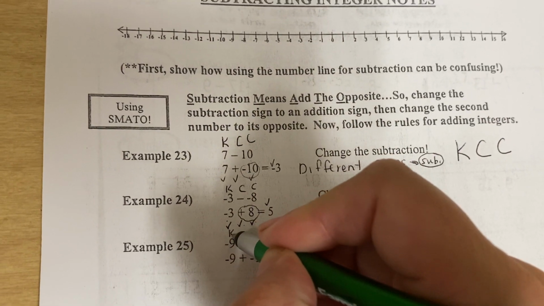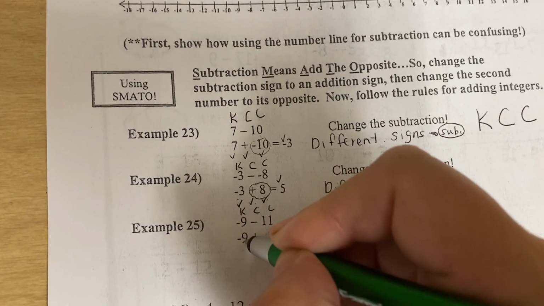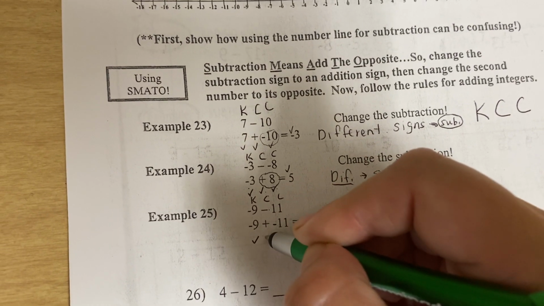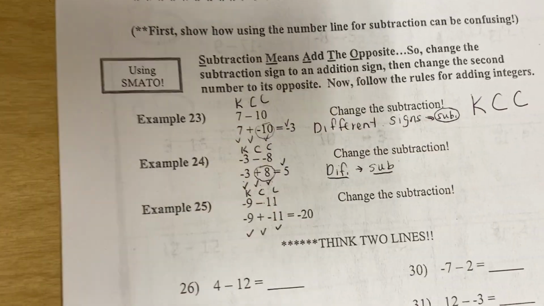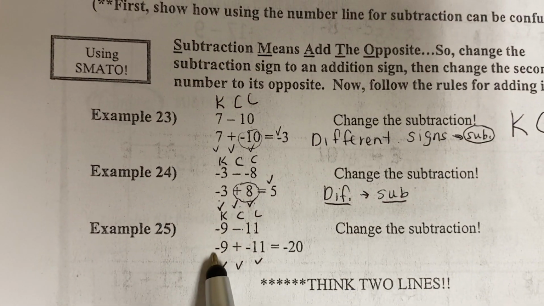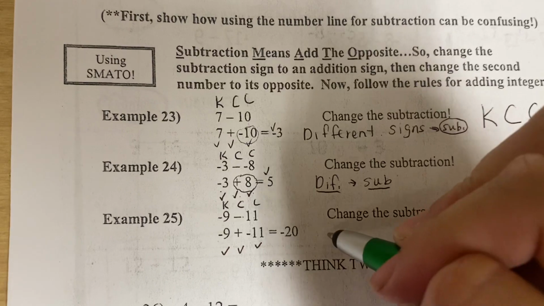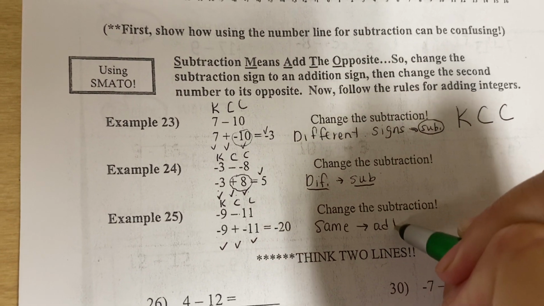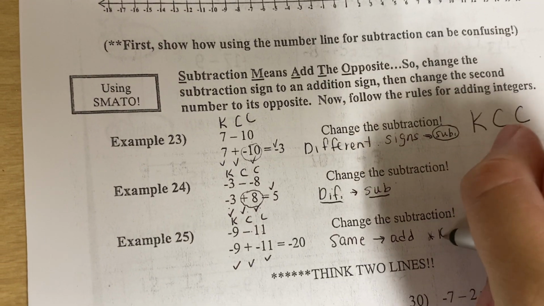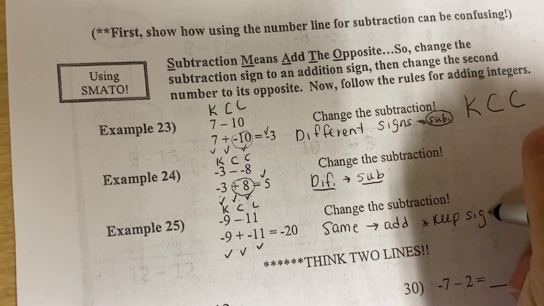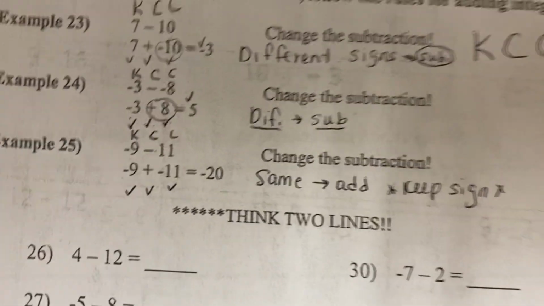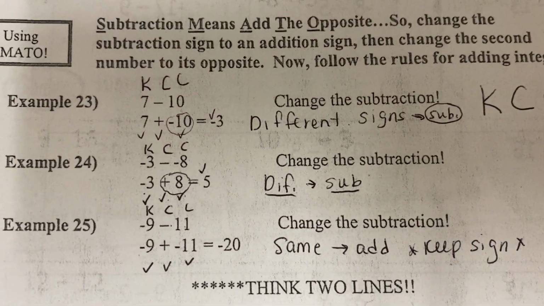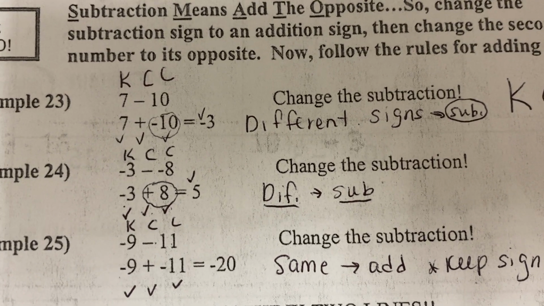So let's look at the next one. We write keep, change, change. The negative 9 stays, good. They changed the negative to a positive, and the positive to a negative. Now let's look here: a negative and a negative. So this is same, which tells us to add, but keep the sign. A lot of you forgot to keep the sign. So same, add, keep sign. 9 plus 11 is 20, and the answer is negative 20.